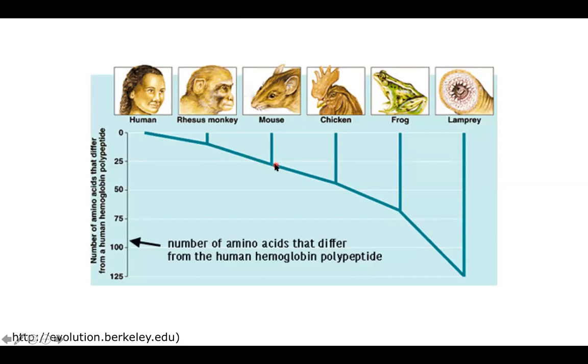Less similar, the mouse is less similar to human. Chicken is even less similar to human. Frog is even less similar to human. So we can see this relatedness decreasing. Lamprey is a type of primitive jawless fish. And in terms of the hemoglobin comparison, we do not share a recent common ancestor with a lamprey, because our hemoglobin sequences are significantly different. Okay, there are 125 sequences different, it appears.